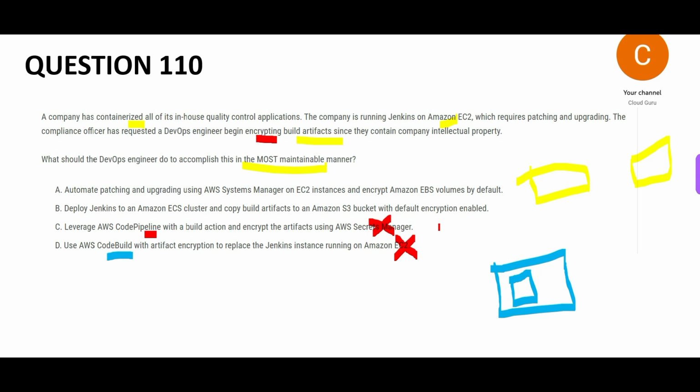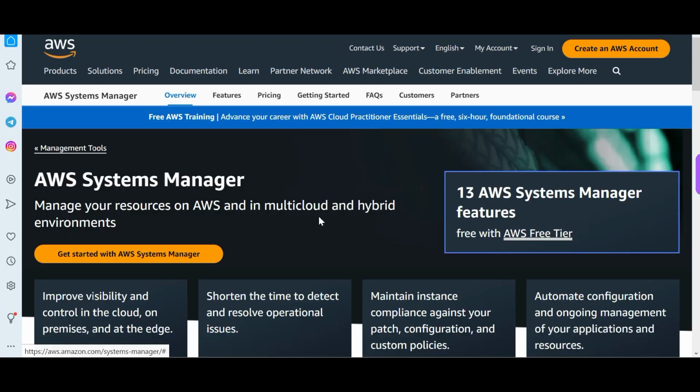Do we really need to do that? Is it most maintainable? Because we are supposed to tell this. Is it most maintainable? Now, A says that you automate patching and upgrading using systems manager. See, if you want to manage your resources in multi-cloud, suppose you are on AWS as well as Azure, you have two different clouds. If you have two different clouds minimum, then you are multi-cloud. Or we are talking about hybrid environments.